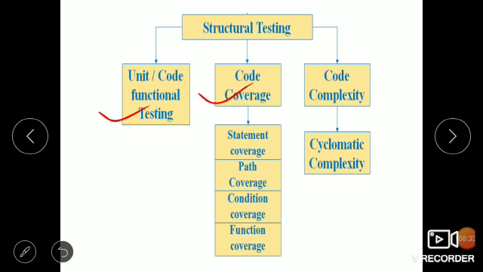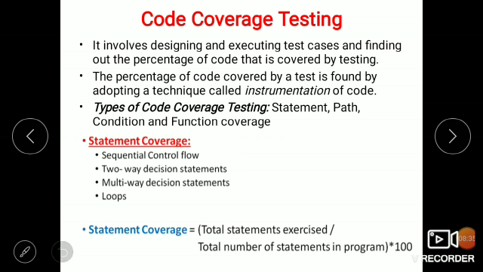We will see the code coverage. First, we will see what is meant by code coverage testing. Code coverage testing involves designing and executing test cases and finding out the percentage of code that is covered by the tester. The percentage of code covered by a tester is found by adopting a technique called instrumentation of code. See here, in code coverage testing, we are finding out the percentage of the code covered by a test. And here we are finding this by using one technique called the instrumentation of the code.